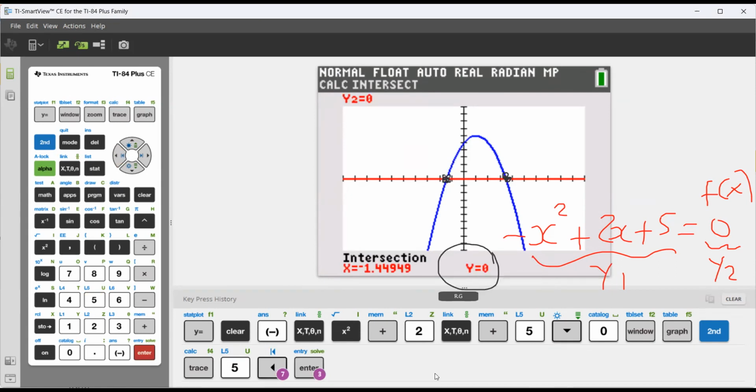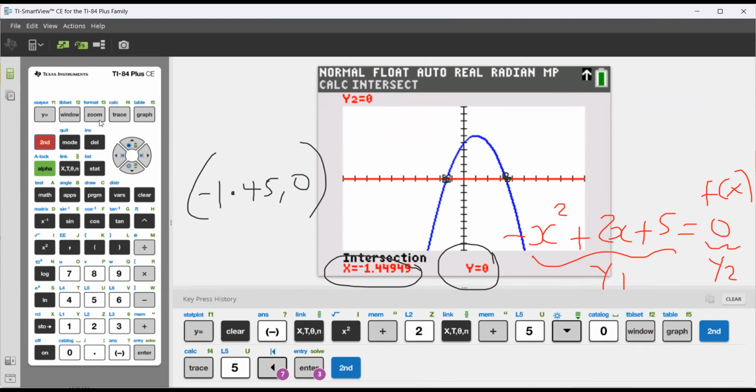When y equals 0, our x is negative 1.44949, which to 2 decimal places is going to be when x is negative 1.45, our y is 0. So that is our first one for x-intercept. Now what about the second one?